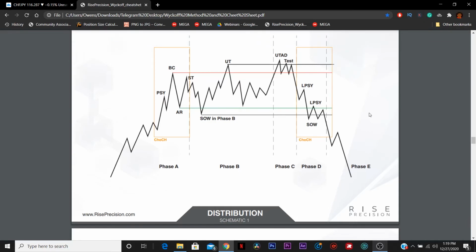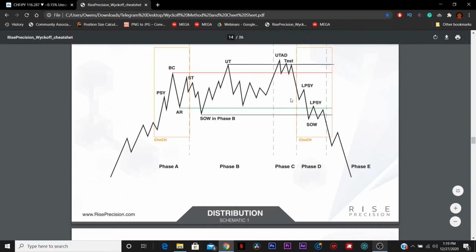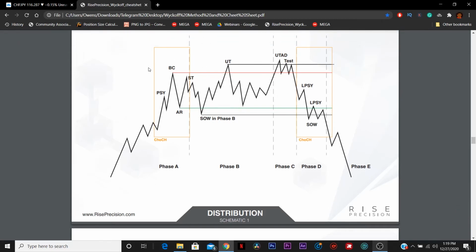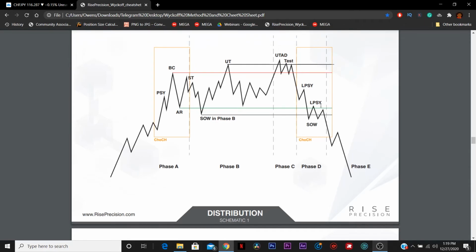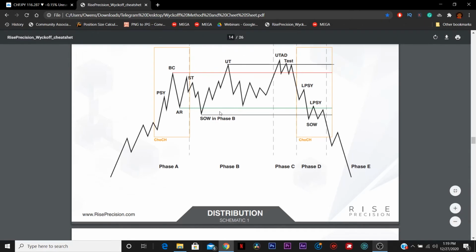So basically, the problem with these schematics is when people see them, they think, oh, this is the holy grail. They're gonna look for exactly this in the market, and then they're gonna trade it. But the problem is you won't see this in the markets. The markets are not gonna print a distribution that looks exactly like this. If that was so, and every distribution looked exactly like this, then everyone would be rich. In the markets, you'll rarely see a perfect distribution that matches this schematic.